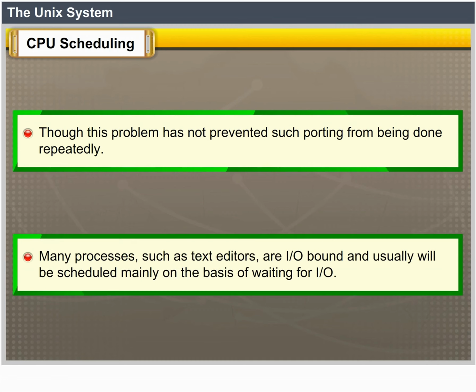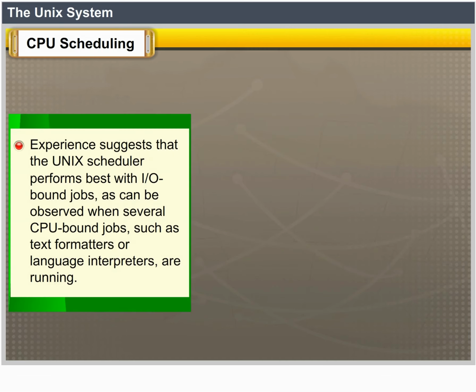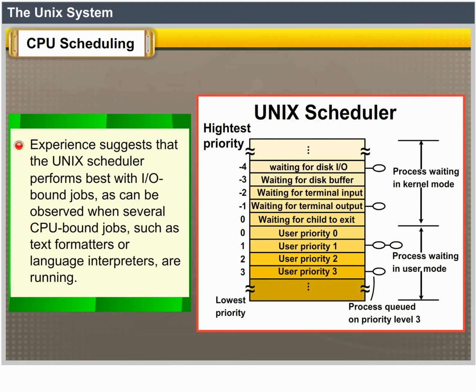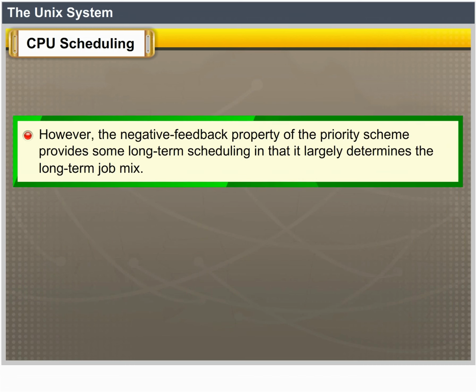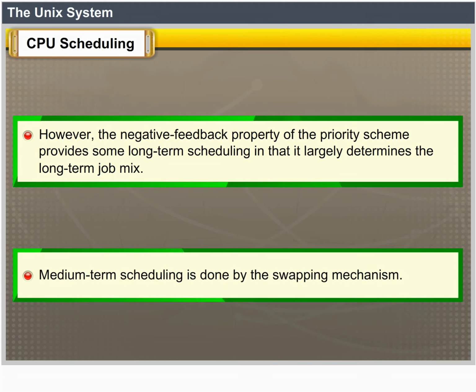Many processes, such as text editors, are I/O bound and usually will be scheduled mainly on the basis of waiting for I/O. Experience suggests that the Unix scheduler performs best with I/O bound jobs, as can be observed when several CPU bound jobs, such as text formatters or language interpreters, are running. However, the negative feedback property of the priority scheme provides some long-term scheduling in that it largely determines the long-term job mix. Medium-term scheduling is done by this swapping mechanism.